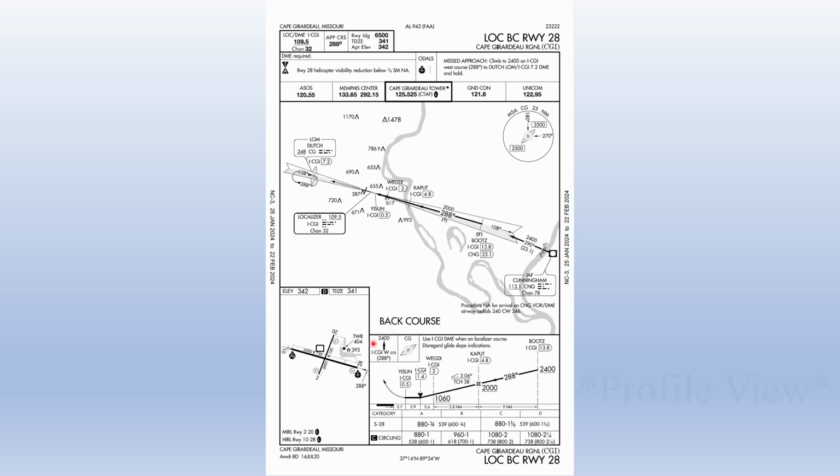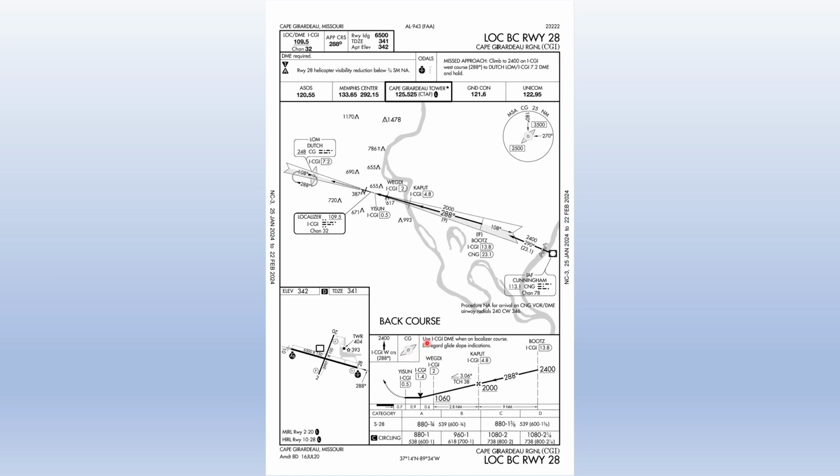Taking a look at our plan view, we have a graphical restatement of our missed approach procedure. Climb ahead to 2,400 feet. Take the west course or the front course outbound on a 288 course, and then go to CG, which is the locator outer marker, and hold there.